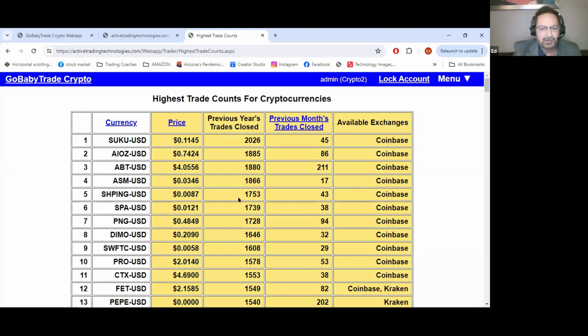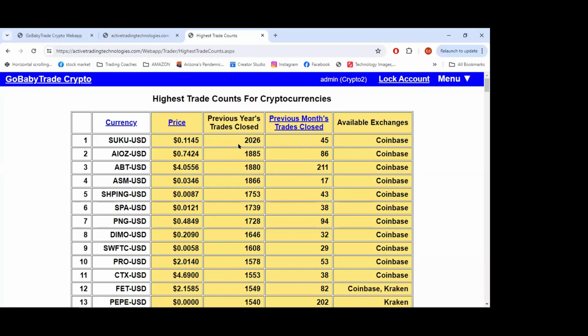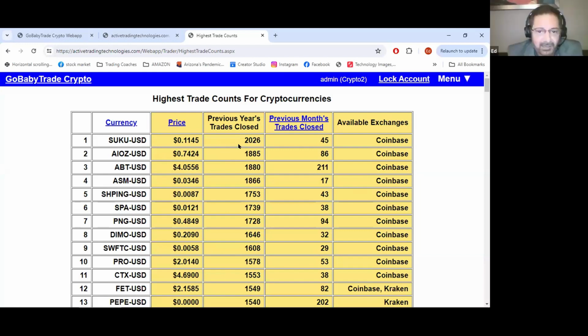This report shows how many trades this coin would have done last year if you traded it, just on simple 2% moves, nothing radical. 2,000 trades, 1,885 trades, 1,880 trades. These bad boys are moving. You're getting a lot of trades.